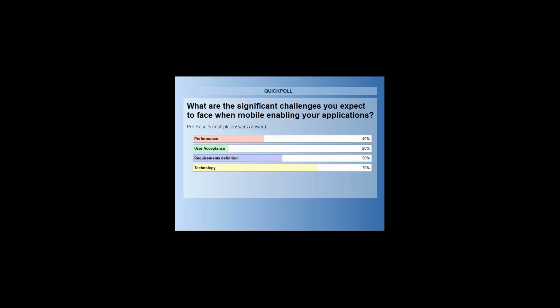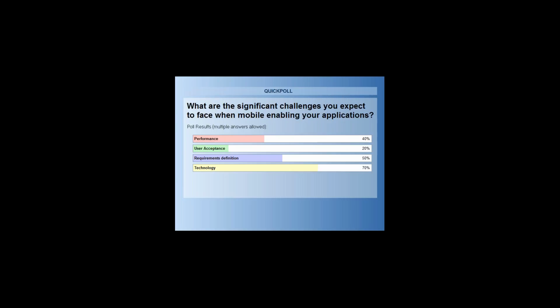So we have performance, 40% of us say that might be an issue. User acceptance, only 20%. Requirements definition, 50%. And unsurprisingly, technology, 70% is the most significant challenge everyone thinks they're going to face.